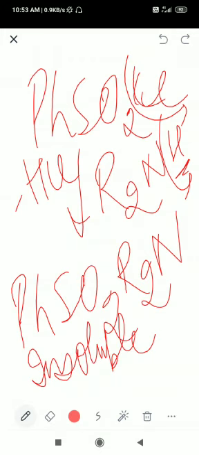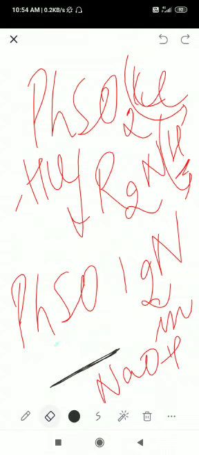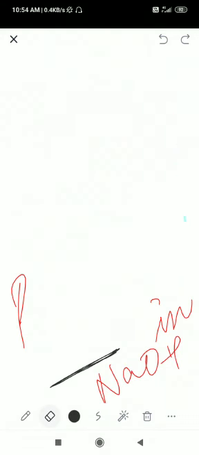If the product formed by reaction with Hinsberg reagent is soluble in NaOH, then it is a 1-degree amine. Otherwise, it is a 2-degree amine. If it is not soluble, then this is insoluble. So you have to remember that this is insoluble in NaOH. Now let us see what happens in the case of 3-degree amine.